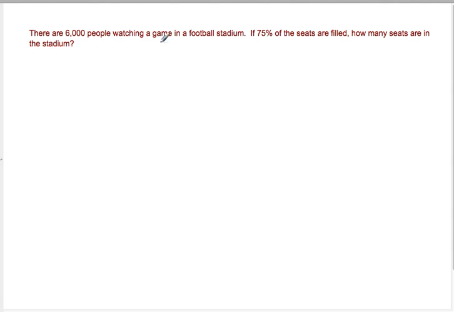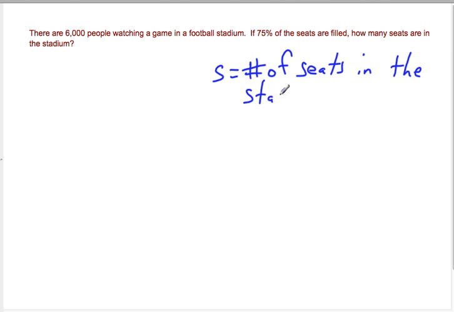All right, next question. There are 6,000 people watching a game in a football stadium. If 75% of the seats are filled, how many seats are in the stadium? Okay, again, we need to find a variable. S equals number of seats in the stadium. You've probably realized by now that the variable that we define here, this is called defining a variable, is always what the question is. How many seats are in the stadium? S equals number of seats in the stadium.